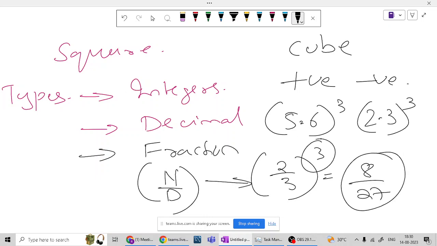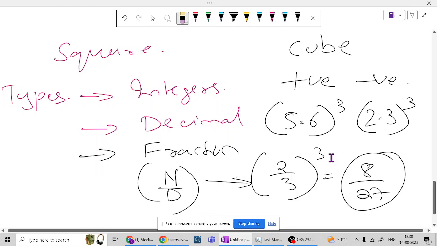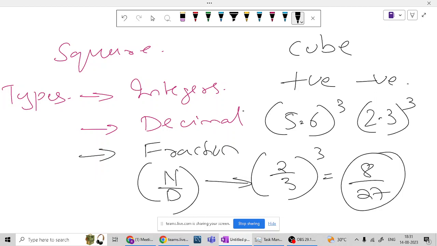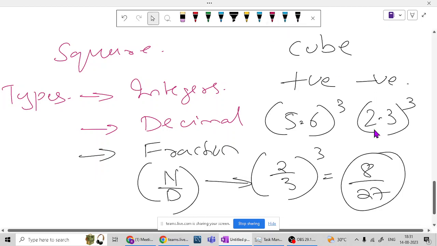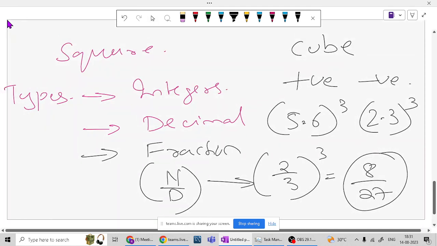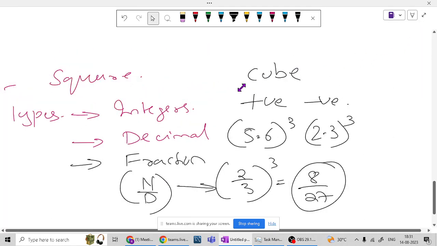Make sure your power, or index, sorry, power or exponent is cube. The value should be 3. Understood the types of numbers, integers, decimal, and fraction? Types are the same for square and cube. Only 3 types. Yes.